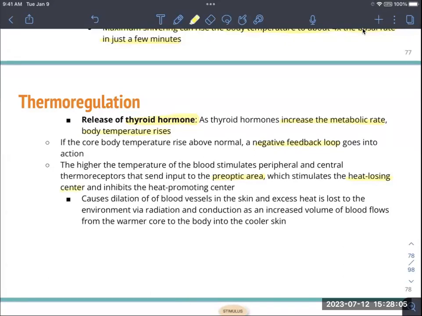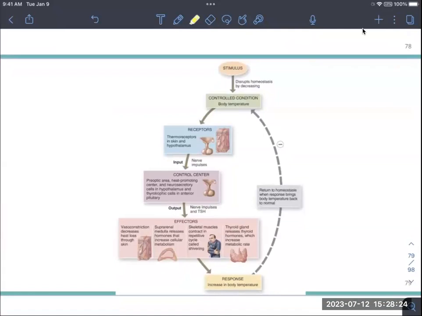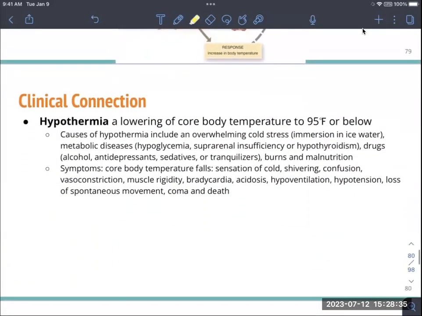the heat losing center. So it's going to dilate the blood vessels closer to your skin surface. And this causes excess heat to be lost out through radiation and conduction. So this whole process is going to work through this negative feedback to cause you to either warm up the body temperature or cool it back off, depending on what your body needs at that time.